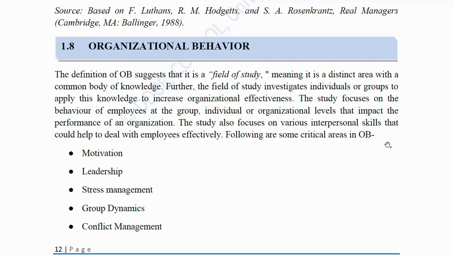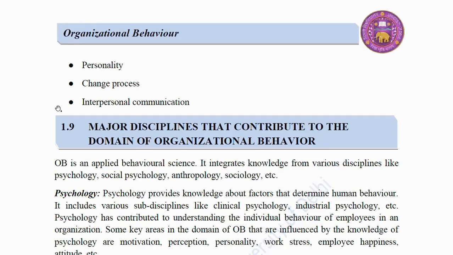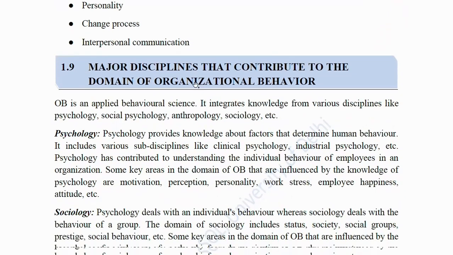Following are some critical areas in OB. Number 1, motivation. Number 2, leadership. Number 3, stress management. Number 4, group dynamics. Number 5, conflict management. Number 6, personality. Number 7, change process. Number 8, interpersonal communication.